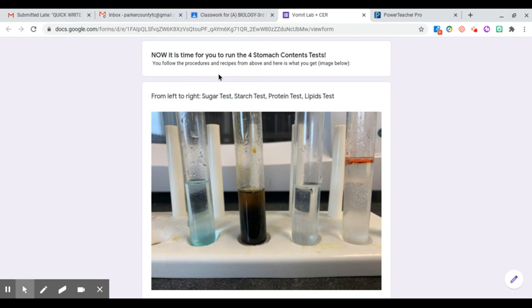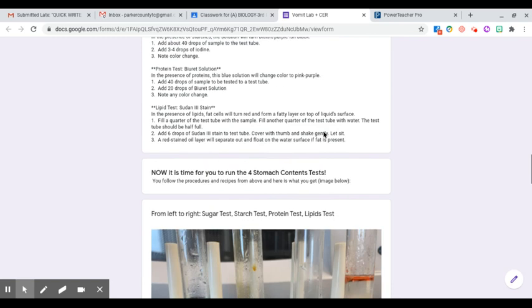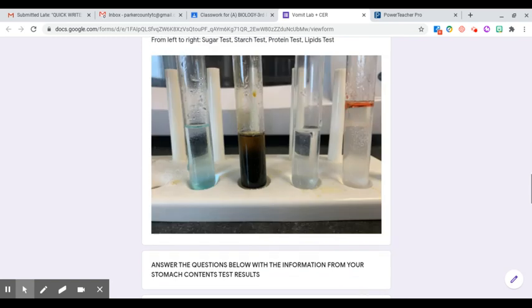Now it's time for you to run the 4 stomach content tests. Here's what happened. From left to right, this is what happened when you ran the sugar test. This is what happened when you ran the starch test. This is what happened when you ran the protein test. And then this is what happened when you ran the lipids test. You will take your results and compare them up here to the test procedures.